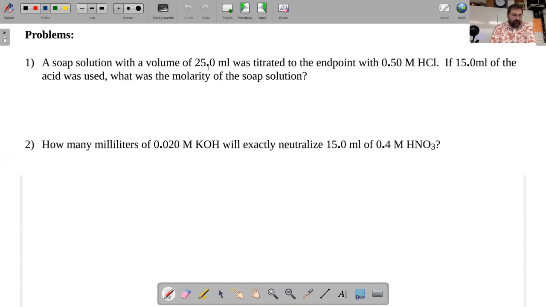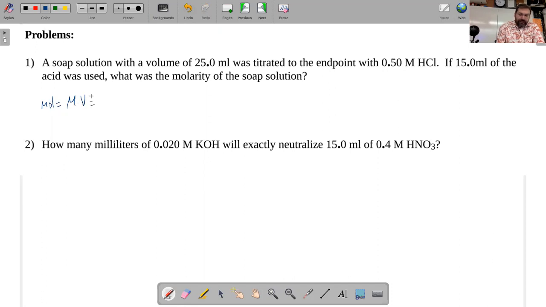All right, so we got some kind of soap solution. The volume is 25 milliliters, and we titrate it to the endpoint with half molar hydrochloric acid, 15 milliliters of acid is used. There's two different ways that you can approach the problem. One is if you want to calculate the number of moles, that's equal to the molarity times the volume.